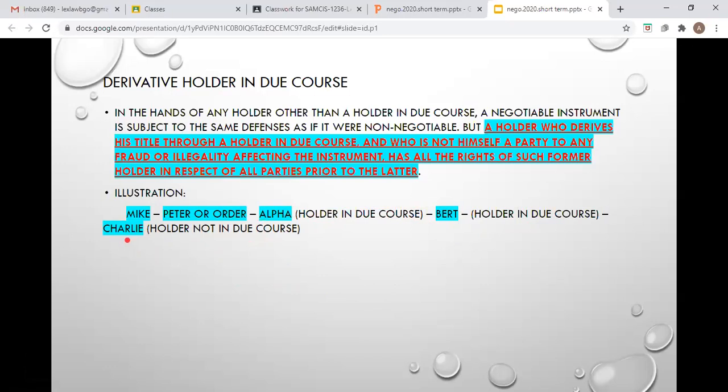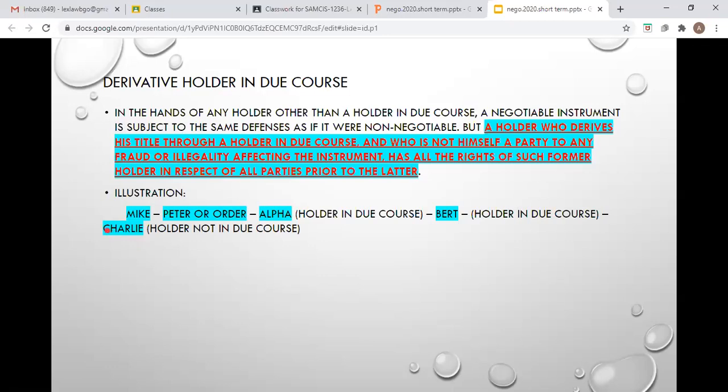He will have the right to sue. He will have the right to receive payment or full payment at that. He will also have the right to hold that instrument free from any defects of title, holds that instrument free from any personal defenses available to prior parties among themselves. That will now be the right of Charlie.